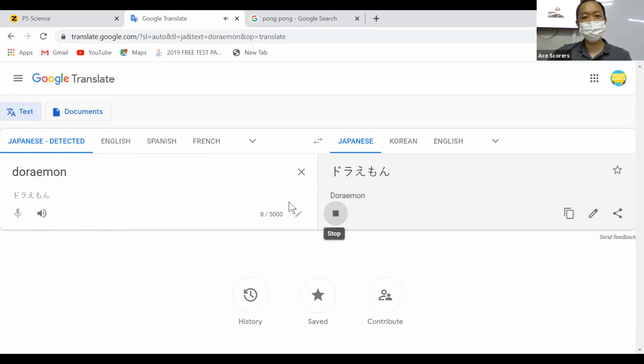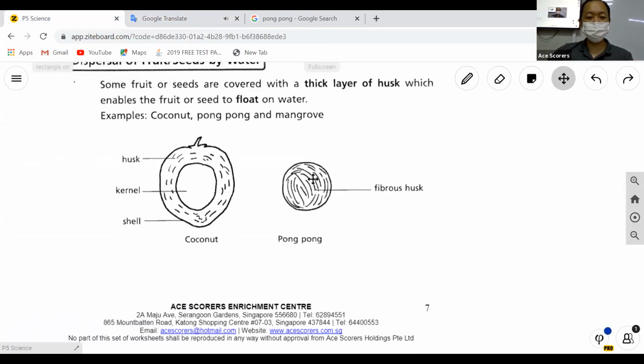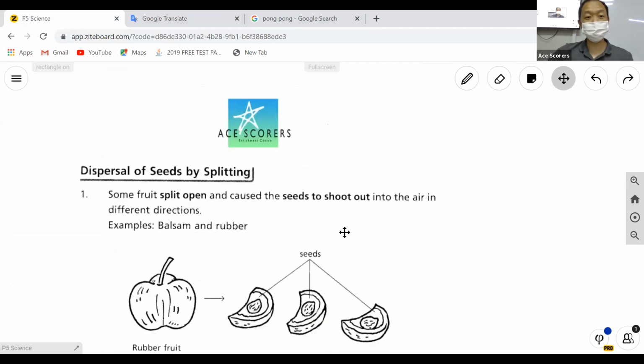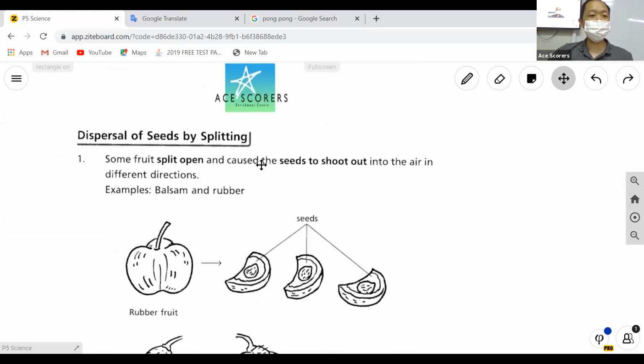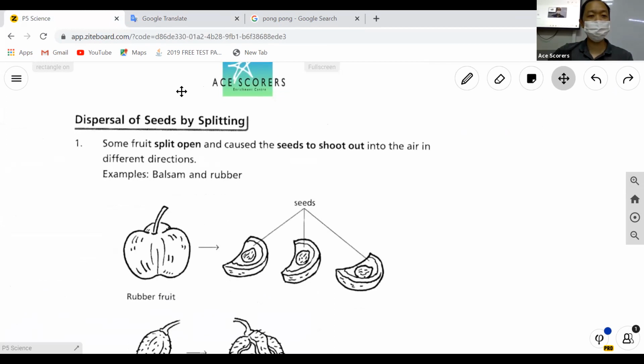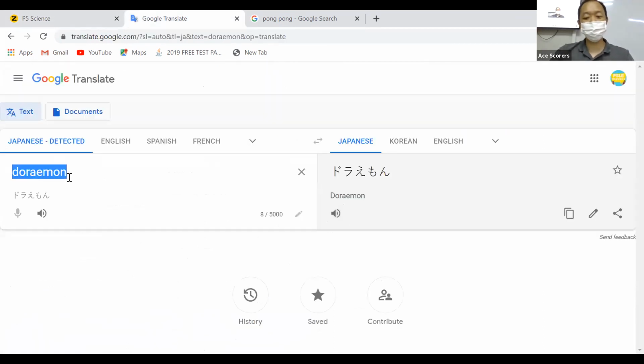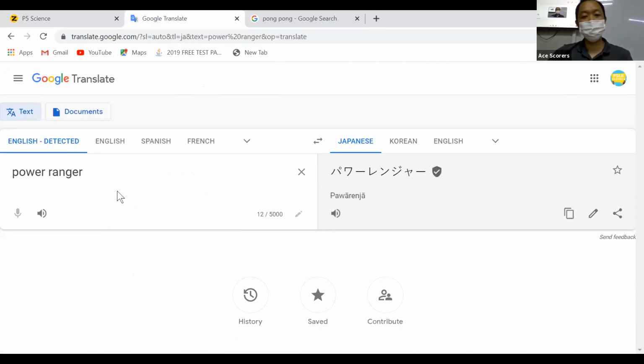Doraemon. Alright, moving on. I like somehow the name Doraemon. Very cute. Power Ranger. Yeah, how do they call Power Ranger? It came from Japan, huh? By the way, after that, put Power Ranger.